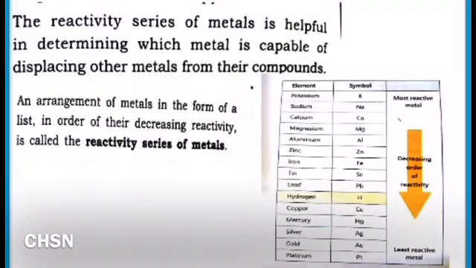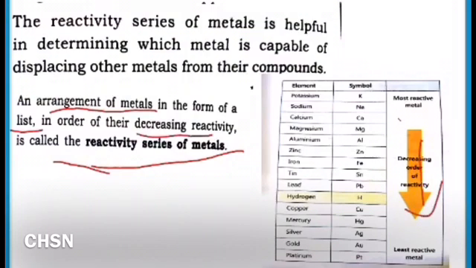Now there is a reactivity series of metals. The reactivity series of metals is helpful in determining which metal is capable of displacing other metals from their compounds. The reactivity series of metals is actually an arrangement of metals in the form of a list, in which we arrange the metals in decreasing order of their reactivities. Down this list, the reactivity decreases. So this series helps us to understand which metal is more reactive and which is less reactive.